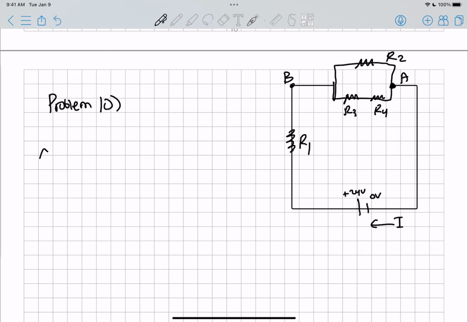All right, so part A is asking us, determine the equivalent resistance of all 4 resistors. So, what does that mean? What are they asking for when they want us to find out the equivalent resistance of all 4 resistors? Come on, guys, bear with me. This is the last stretch. You add them all up, right?